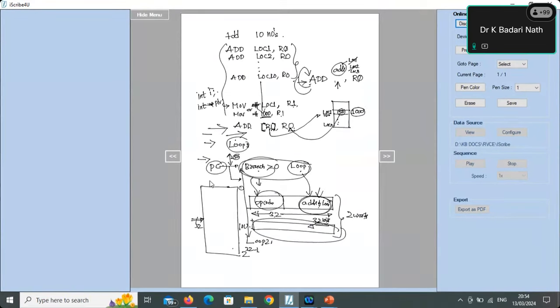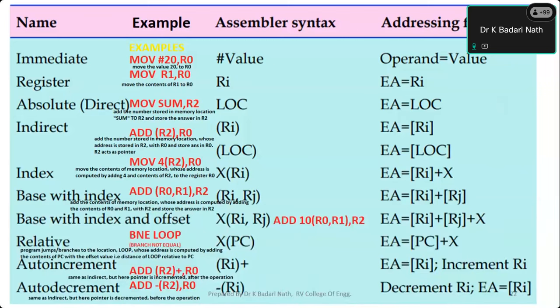So this concept is used to build what is called the relative addressing mode. If you look at the relative addressing mode, it says that the program jumps or branches to the location, loop or any other label, whose address is computed by adding the contents of the program counter with an offset value, that is the distance of loop relative to the PC. So why do we use this? Because the size of the instruction reduces. So the relative addressing mode is used whenever we branch from one place to another place, and it's always what? The program counter value is used, and from that you do minus 50 or plus 50, something like that, then you branch to the particular place.